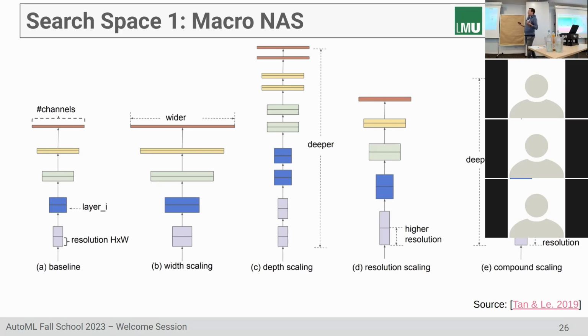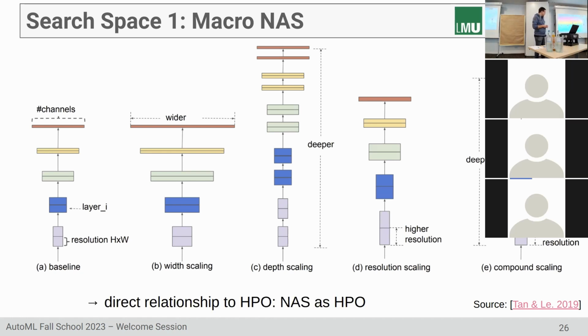Why is it related to hyperparameter optimization? Well, we have a certain set of hyperparameters which take over this control, namely the width of the layers, the depth of the layers, and the resolution parameters, where we can just adapt the numbers and the network will extend or shrink accordingly. So yeah, this is basically directly related to hyperparameter optimization.